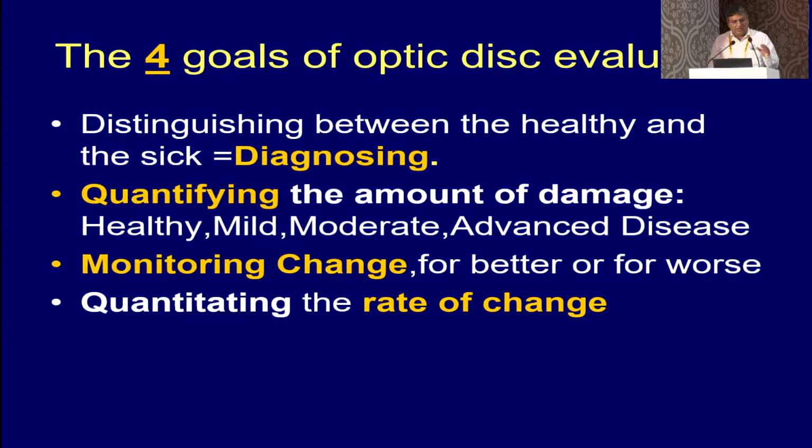So there are basically 4 major goals for optic disc evaluation. First of all, we have to differentiate between a healthy and a sick optic disc. Thus, we can make the diagnosis of glaucomatous optic neuropathy. Next, we can quantify the amount of damage, whether the damage is mild, moderate, or advanced. We can monitor the change, and we can quantitate the rate of change by evaluating the optic disc.